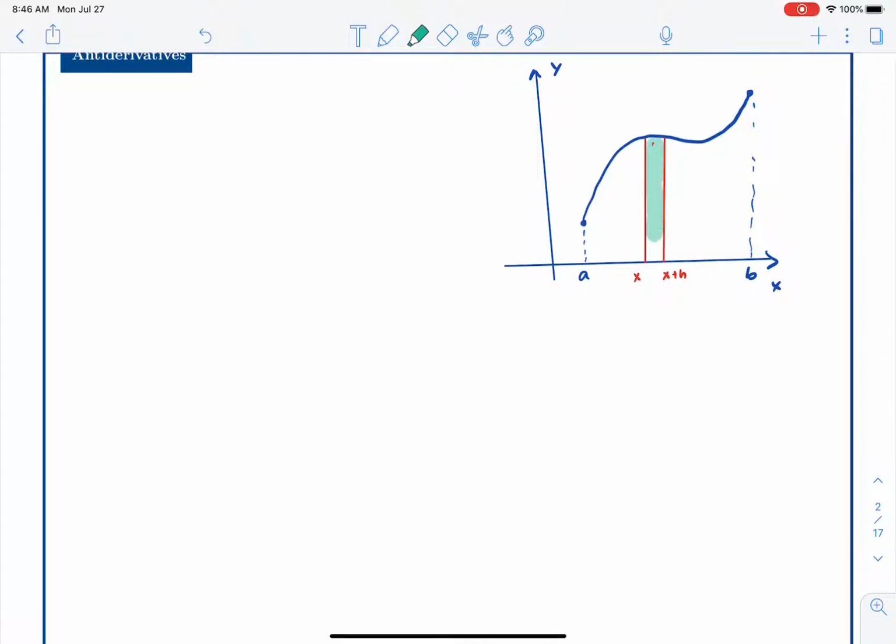And that right there is an area, which we know. And the distance between x and x plus h is simply h. And that point right there is f of x. And that point right there is f of x plus h. And keep in mind, we can find that area either using the left endpoint or the right endpoint.